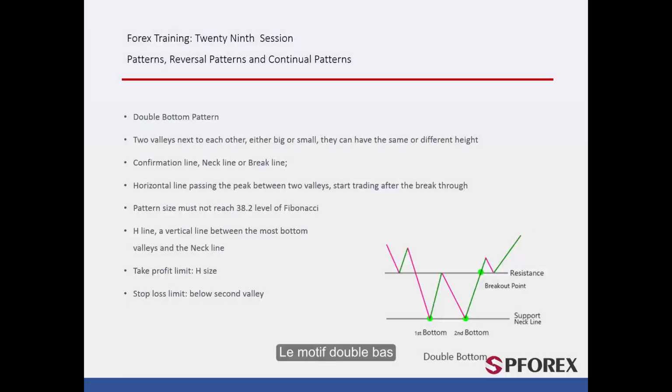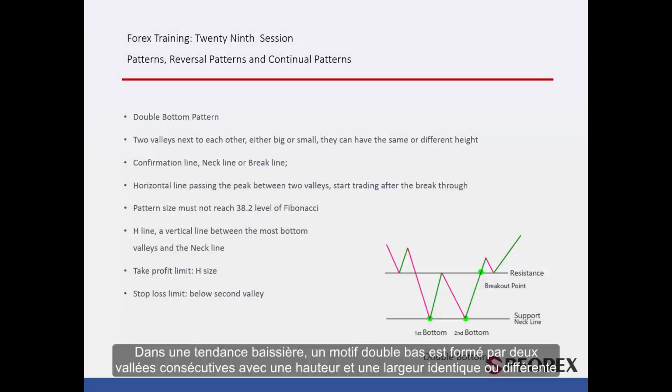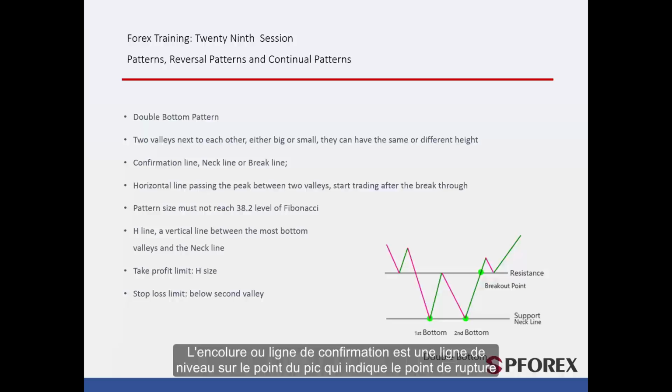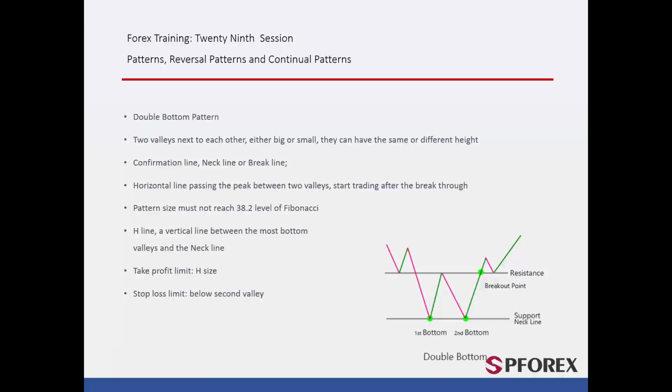Double bottom pattern. On a downward trend, a double bottom pattern is formed by two consecutive valleys with different or the same height and width. Neckline or confirmation line is a level line on the peak point which indicates the breakout point.